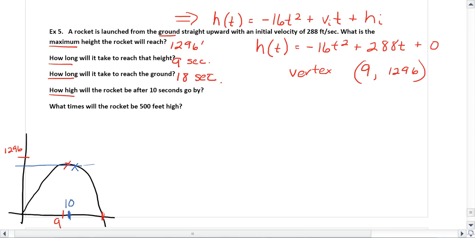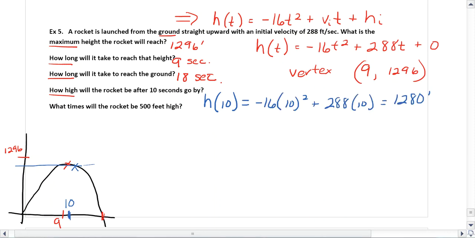Right here on the graph at 10 seconds, that's where x is equal to 10, and we want to find the height. So we could find this function, this h, right at the 10-second point. So you could plug 10 in for x, or in this case, plug 10 in for t, which is the time. So when I plug in the 10 and do the math, I get that the rocket will be 1,280 feet off the ground. And that makes sense because it came past the vertex and started coming down a little bit in that 1 second. So now the next question we're asked, at what times will the rocket be 500 feet high?